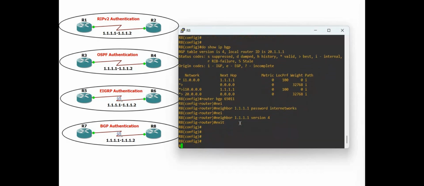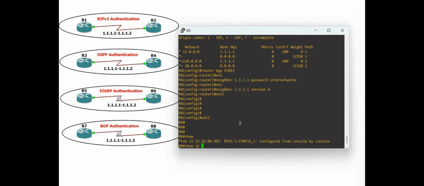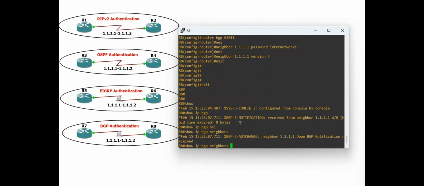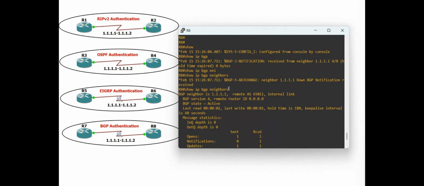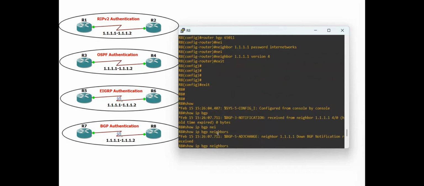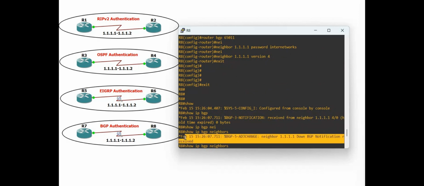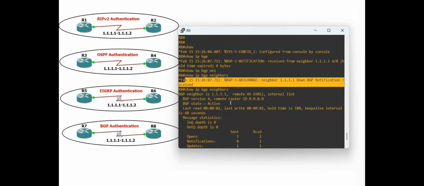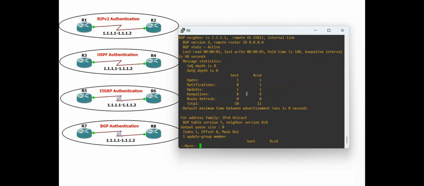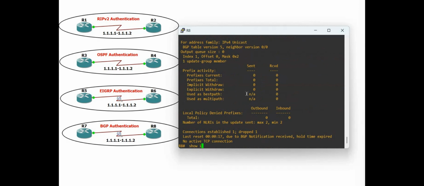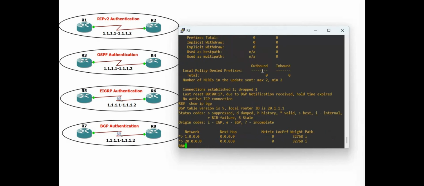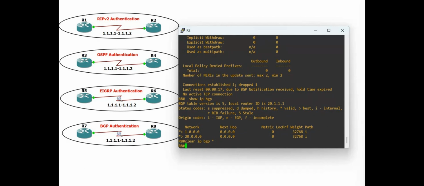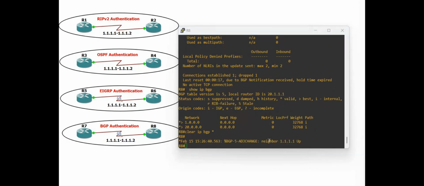Now let's see the routing table of BGP. Show IP BGP neighbors. You can see the neighborship is down. Let me see. Show IP BGP, clear IP BGP. Let's wait. You can see the message comes here: the neighborship is up after we clear the previous BGP routing table.